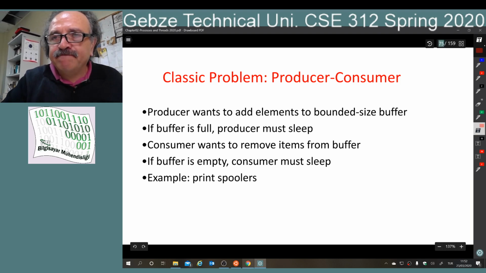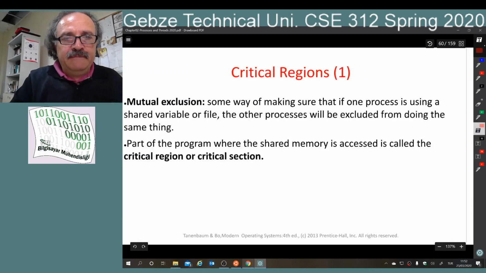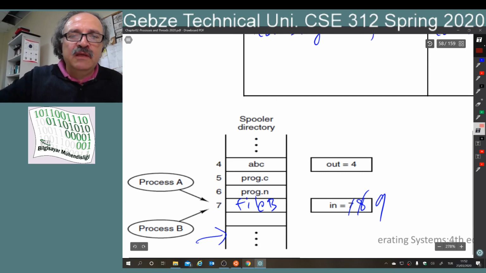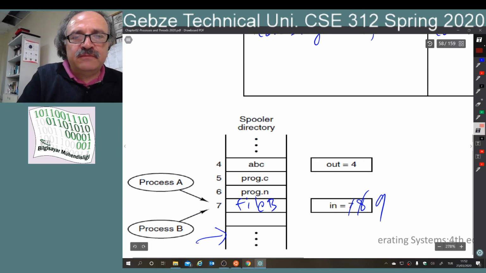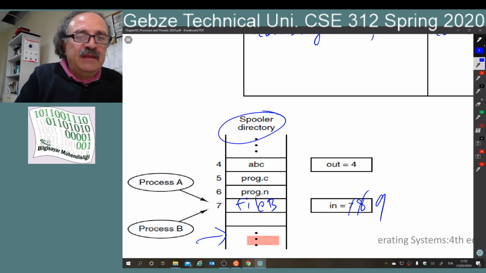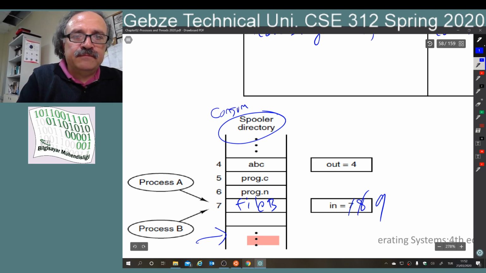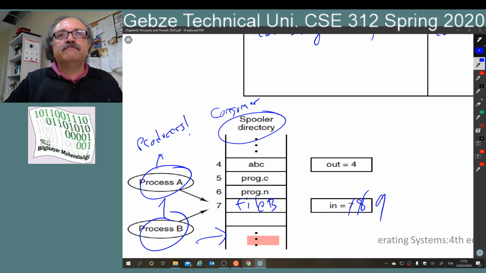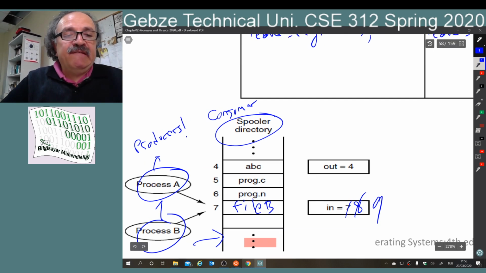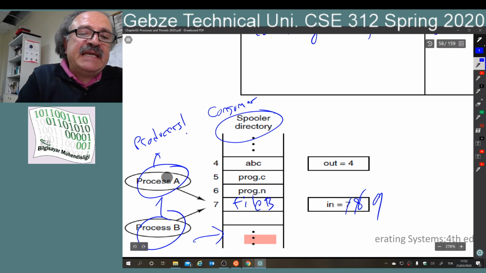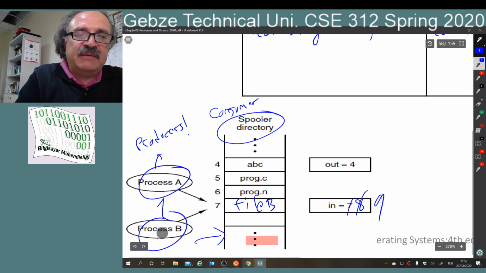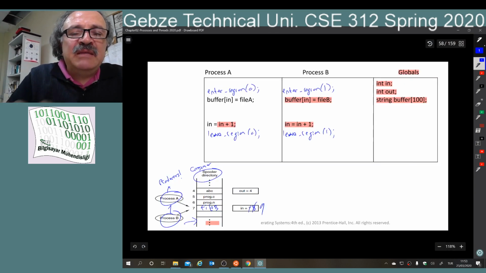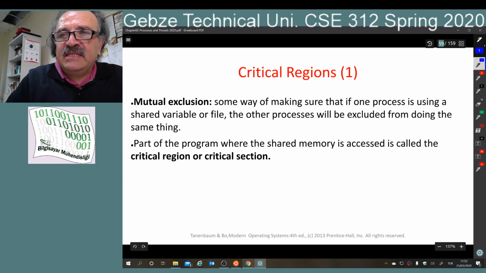Remember the print spooler that we looked at? Let's go to there. Yeah, this one. The spooler is a consumer. And these two are producers. What we mean by producer and consumer: process A says that I like to print something, process B says that I like to print something, and this one serves them, it consumes them. So this is a typical producer-consumer example, and let's make this more general.